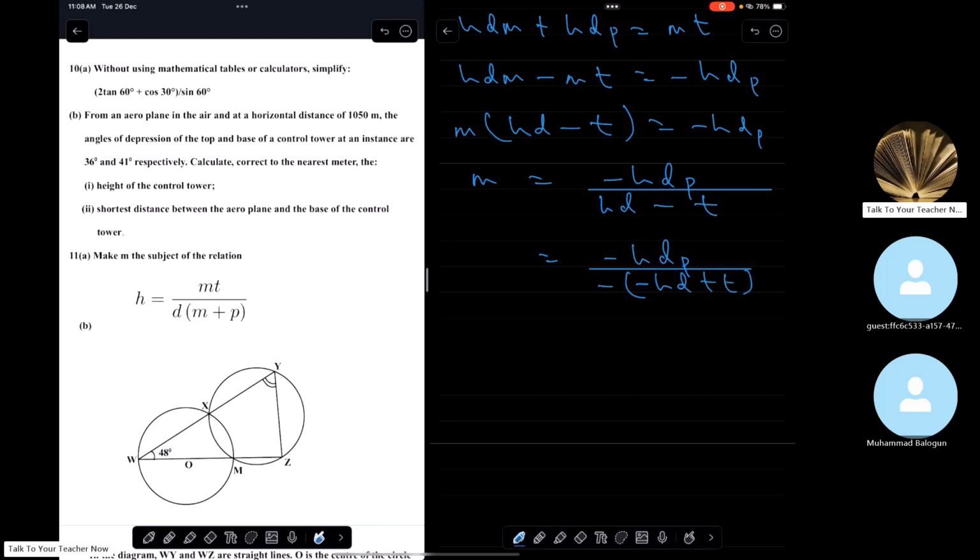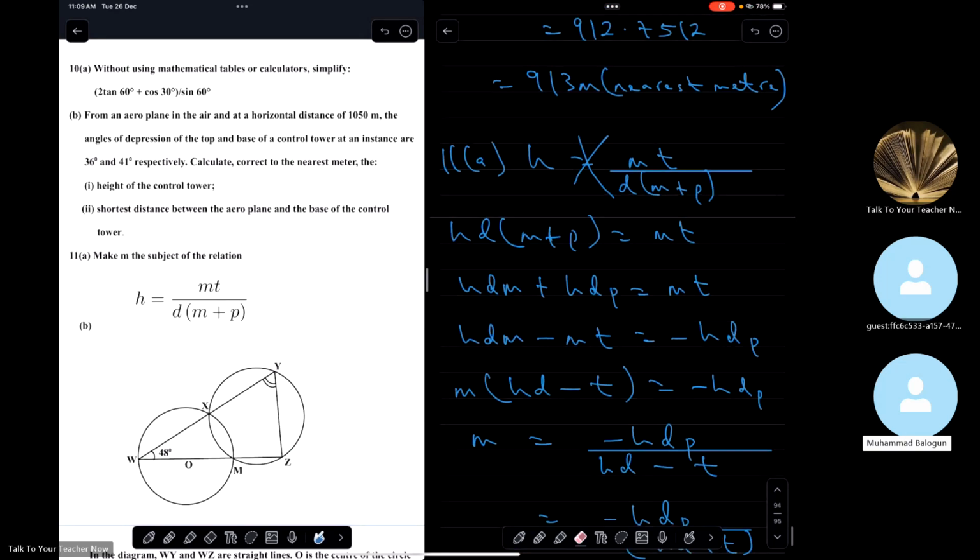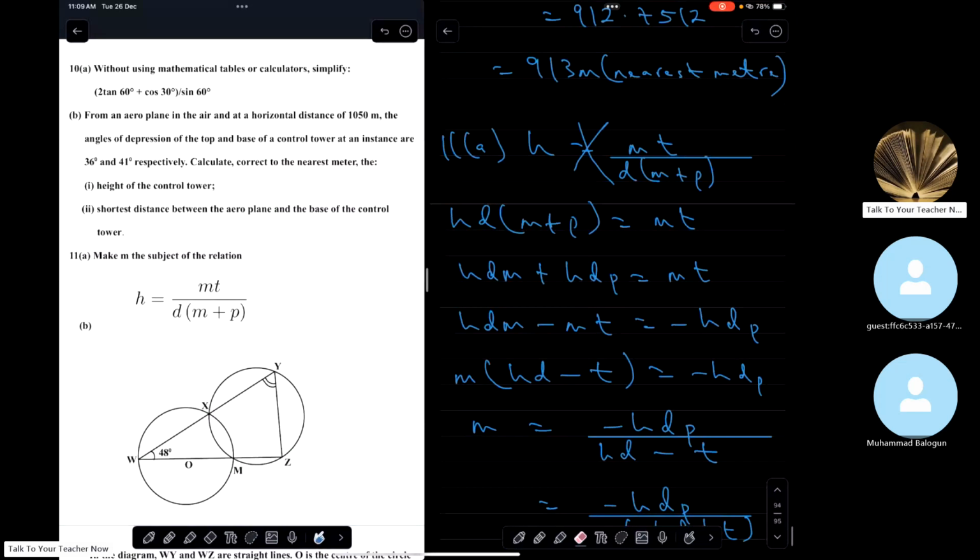If you bring out minus 1 and open this denominator, you're going to get plus HD minus T. This minus divided by minus is plus, so I'm left with HDP all over minus HD plus T, which is the same as T minus HD. That's to put it the way Ajara puts it. It's still the same thing. Do you understand, Mohammed? Yes, I do. Have you copied that?